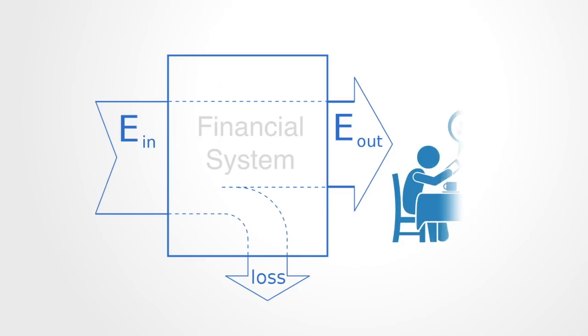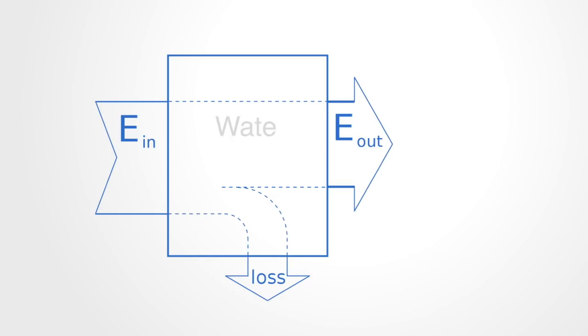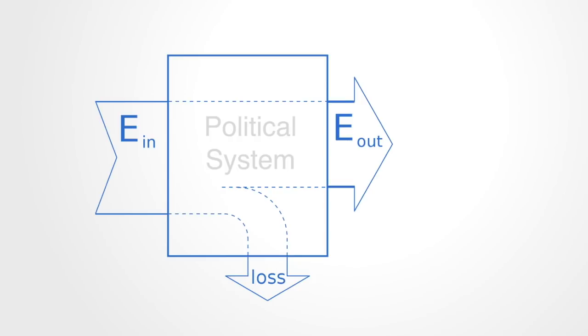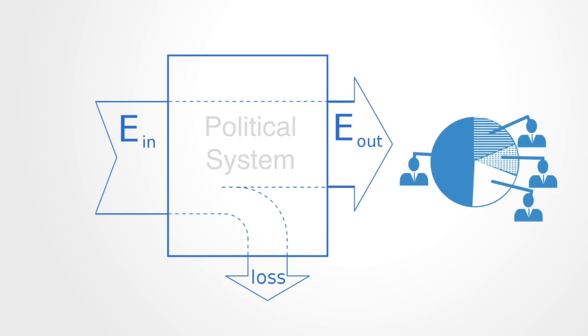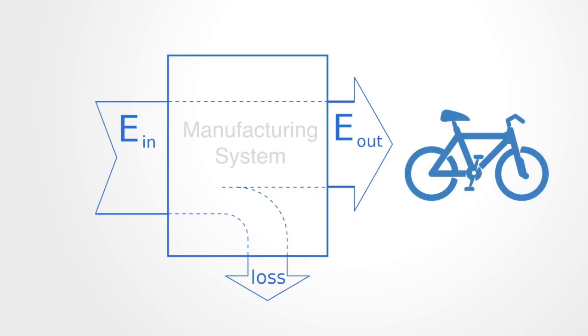The financial system accounts for and enables the exchange of economic value between people. What is the function of a water system? A water system performs the function of accessing and transferring water to when and where people need. What is the function of the political system? A political system performs the function of making collectively binding decisions for a community of people. What is the function of a manufacturing system? To fabricate goods, and so on.